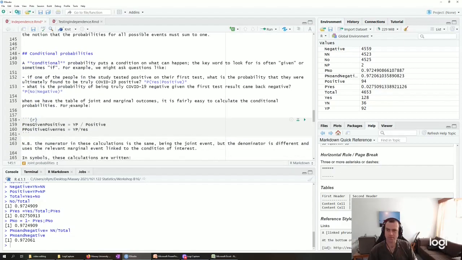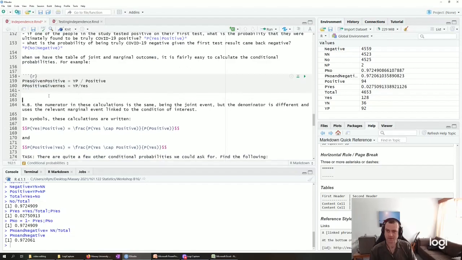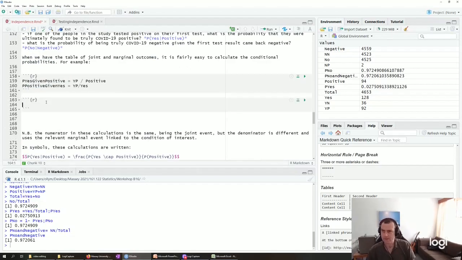Great. What about the next ones? Conditional probabilities. Conditional probability puts a condition on what can happen. Something is given. They've got what is the probability of a yes given that you tested positive? Well, I want to try a different one. I'm going to ask, what is the probability of not having the virus given that you initially tested positive? That is, say I've gone in and taken a test and I've tested positive, what's the probability that was a false positive, that I'm actually okay? So I want the probability of no given positive.